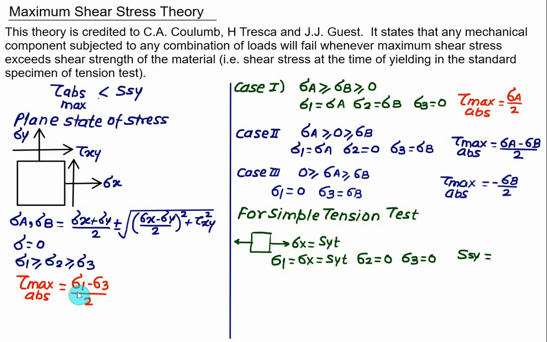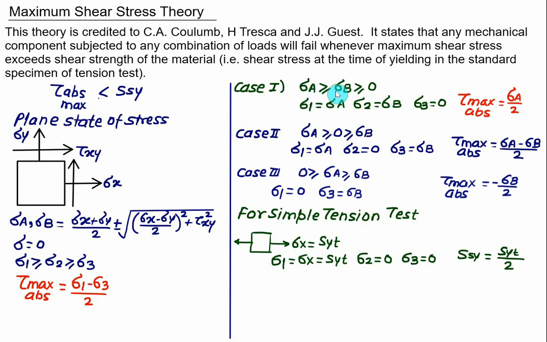And according to the definition again, this value will be sigma 1 minus sigma 3 by 2. We have sigma 1 equal to SYT. Sigma 3 will be equal to 0, so we have SYT divided by 2. So we require this information here to develop the stress envelope in the case of the maximum shear stress theory.